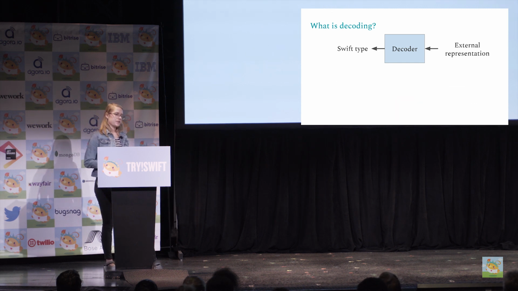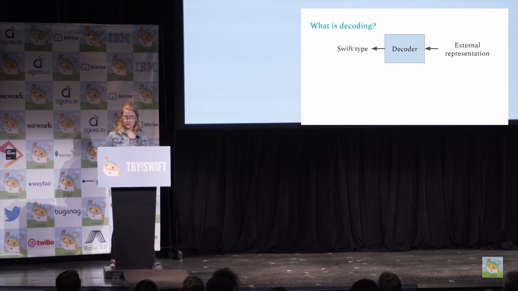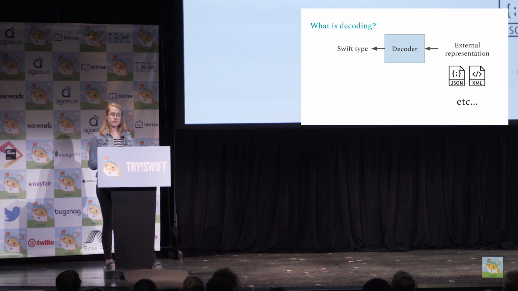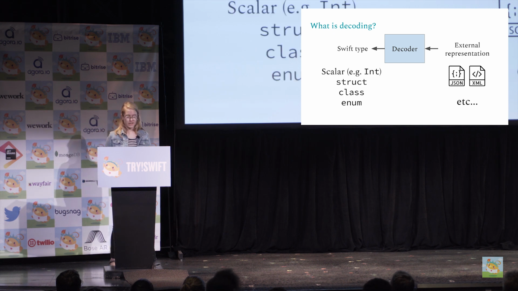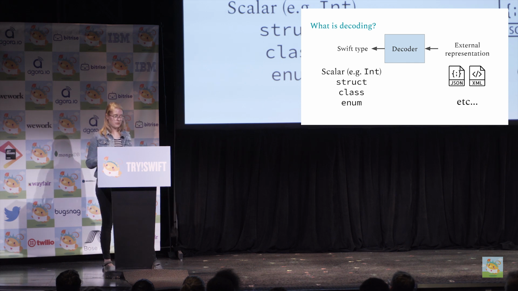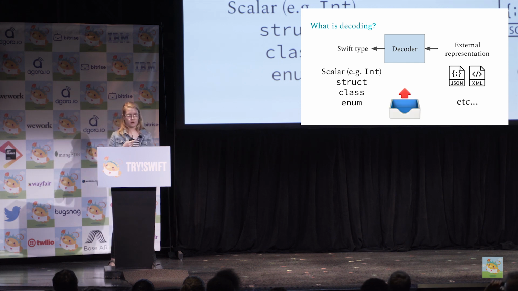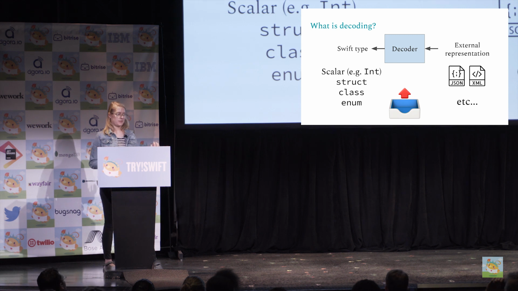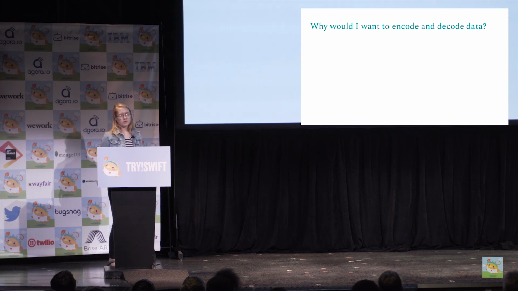Decoding is basically the reverse of that process. So we start off with the external representation, which could be JSON or XML or anything that you could parse programmatically. And what we get out is an instance of a Swift type. So throughout this talk, when I talk about decoding, I want you to think about taking Swift types out of a box. Why would you want to do this?